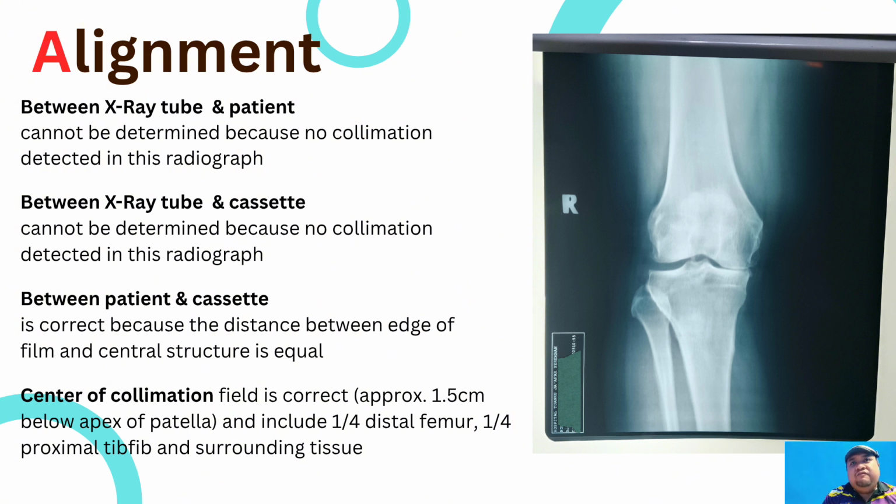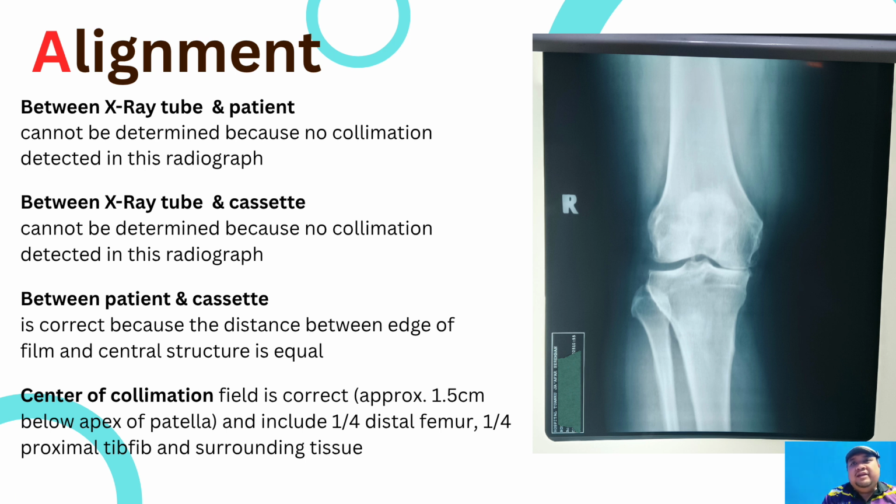Unfortunately, this cannot be fully determined because there is no visible collimation in the radiograph. Collimation helps us judge if the central ray was truly perpendicular to the patient's body. Without it, we cannot confirm if the beam was aligned correctly with the knee joint. The second one is the relationship between X-ray tube and cassette. Again, this cannot be assessed due to the lack of collimation marks. Normally, we look for the straight collimation border to confirm the beam was perpendicular to the image receptor. So, in this case, we have limited information.